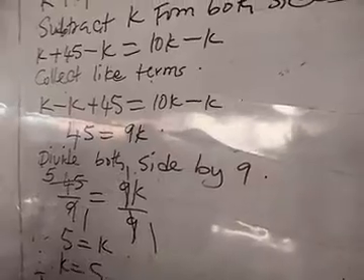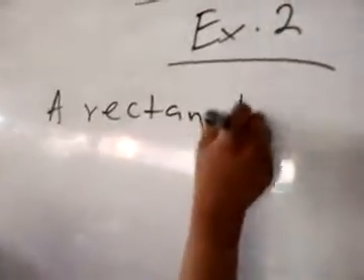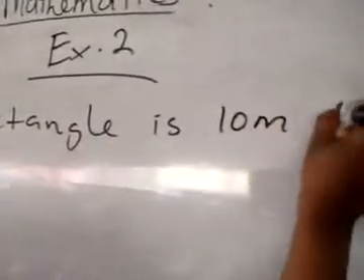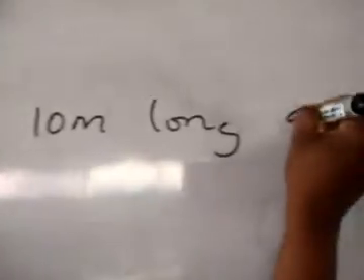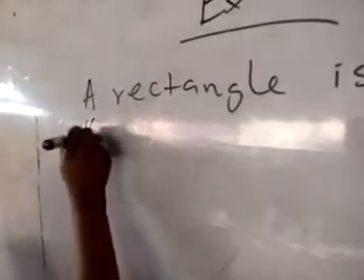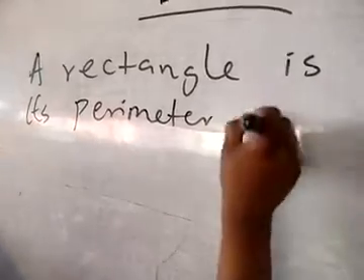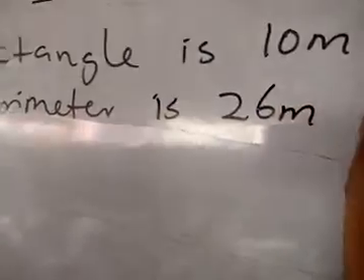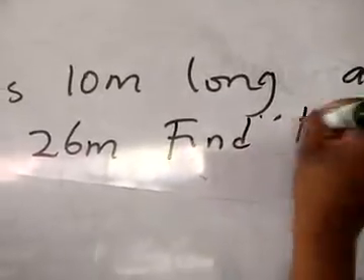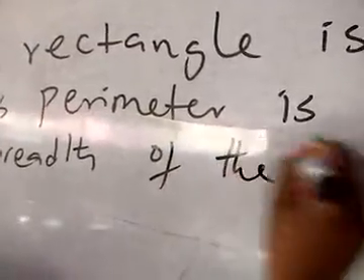Okay. So the second example. Example 2. A rectangle is 10 meters long. The perimeter is 26 meters. Find the breadth of the rectangle.